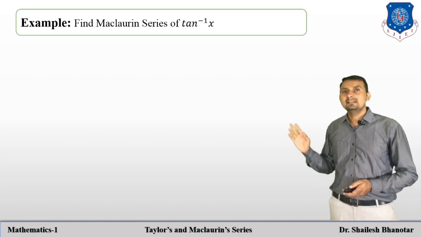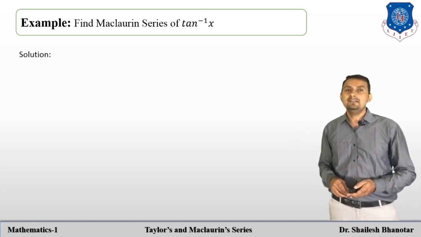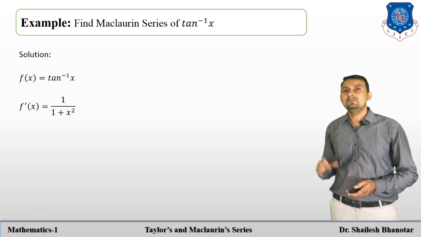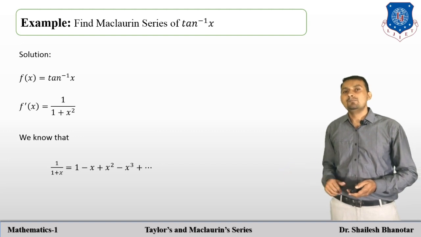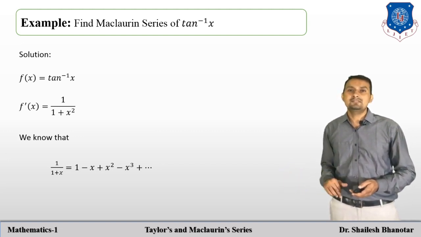Now, this is another question. Find the Maclaurin series of tan inverse x. So again, we are going to use the derivative integration concept. We know that the derivative of tan inverse x is exactly 1 divided by 1 plus x square. But we know the expression of 1 divided by 1 plus x, that is 1 minus x plus x square minus x cube plus and so on.